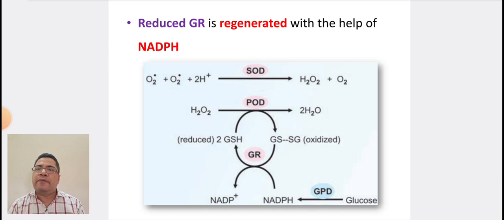In the diagram, we can see that certain enzyme systems inactivate the reactive oxygen species. These are superoxide dismutase, peroxidase, and glutathione reductase. Glucose 6-phosphate dehydrogenase, with the help of NADPH, regenerates reduced glutathione and helps in the reaction.